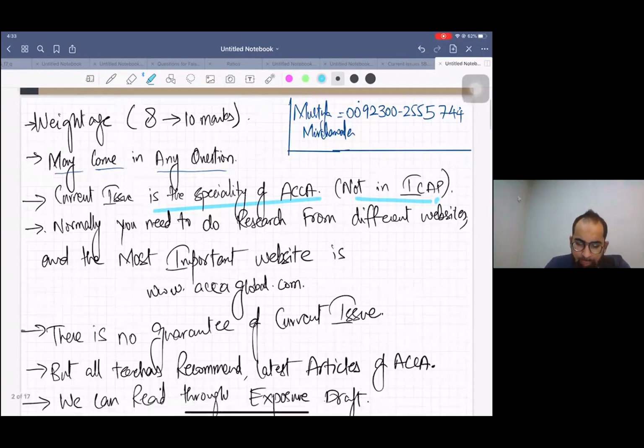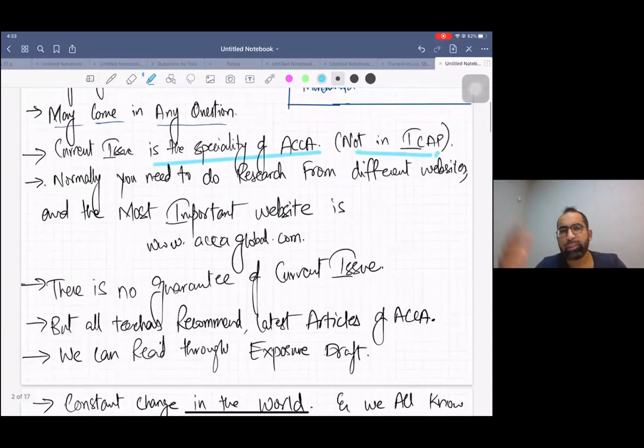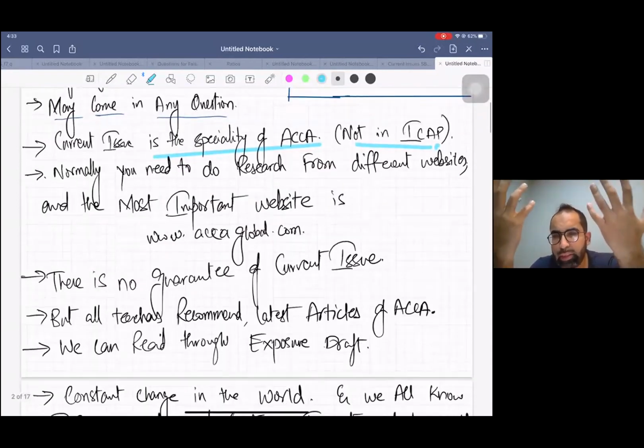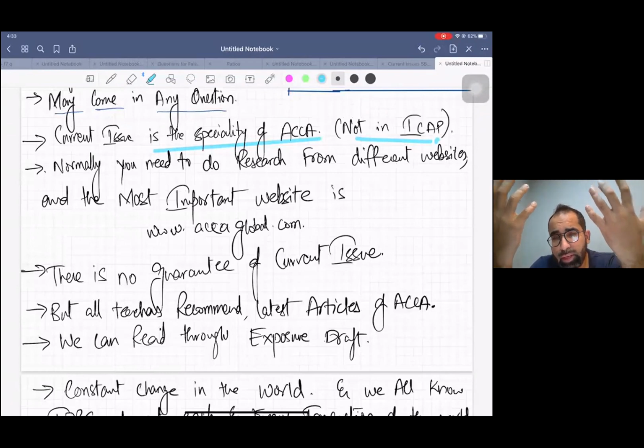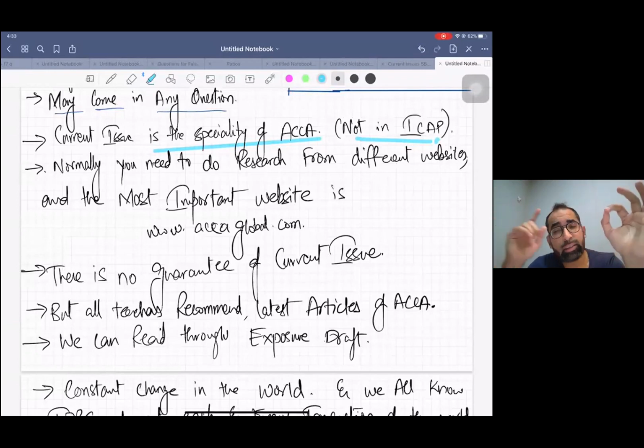Now, this is a very common question: from where can I study current issue? From where should I prepare for current issue? That's a very big question. Normally the best answer is, all UK teachers, Kaplan, BPP teachers, they all recommend to read the technical articles. This is the first and primary document, technical articles at accaglobal.com. You all must read the technical articles. Normally current issue comes from those technical articles.